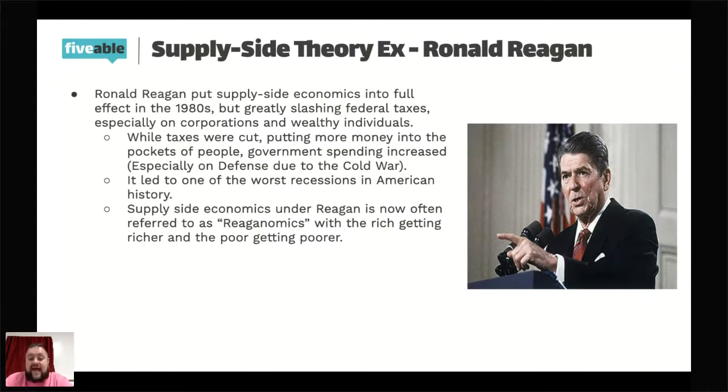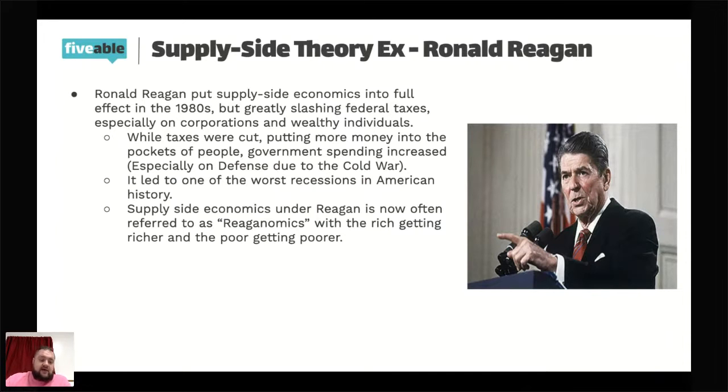So under Reagan, while taxes were cut, putting more money into the pockets of people, government spending increased greatly, especially on defense due to the Cold War. So we get a massive deficit that happened in the 1980s. It ends up leading to one of the worst recessions in American history. Not as bad as the 2008 Great Recession, but one of the worst prior to that. So supply side under Reagan is now often referred to as Reaganomics, with the rich getting richer and the poor getting poorer.